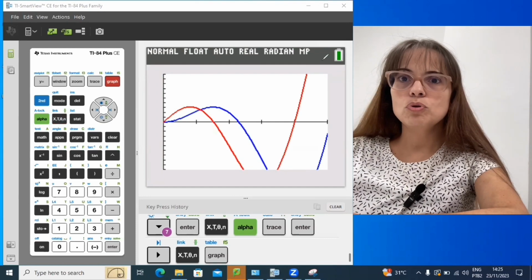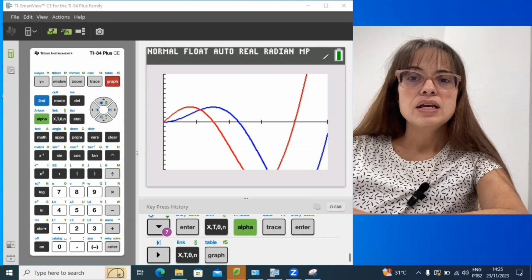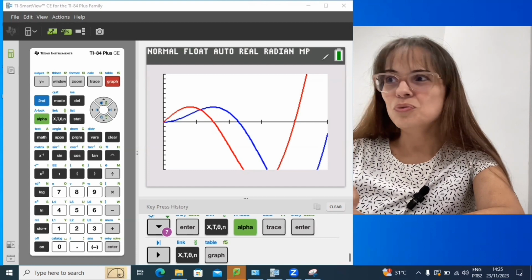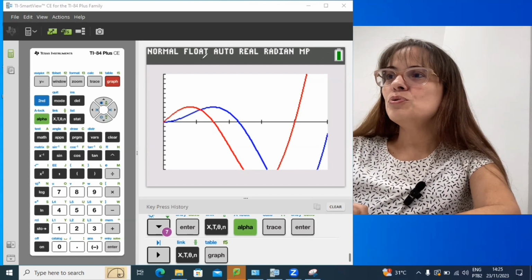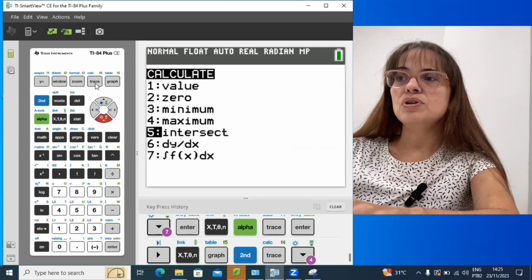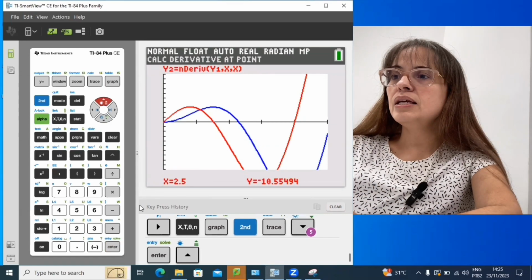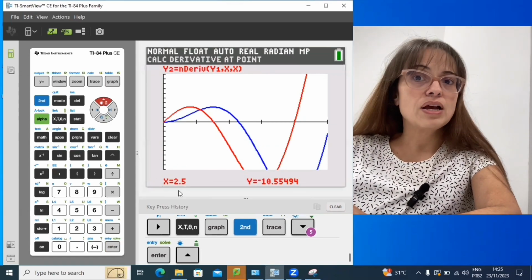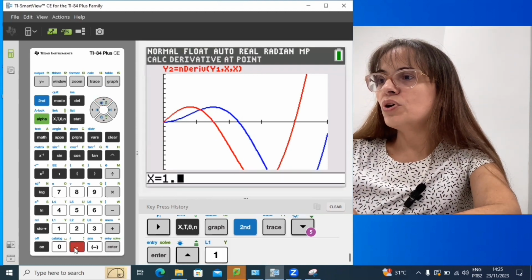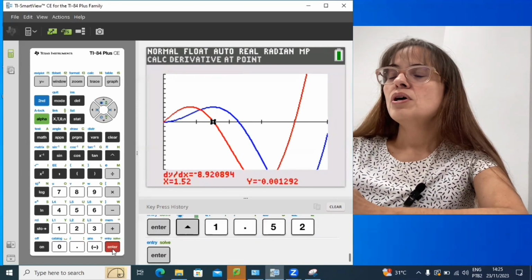There you go. The blue one is the position function, red is the speed function, but what I want is the acceleration at point 1.52. So I am going to use the second calc menu to ask for the derivative, but I want the derivative of the red function. It's not going to ask me for the value of x. I just have to tell it that it's 1.52 without being asked. So there you go.